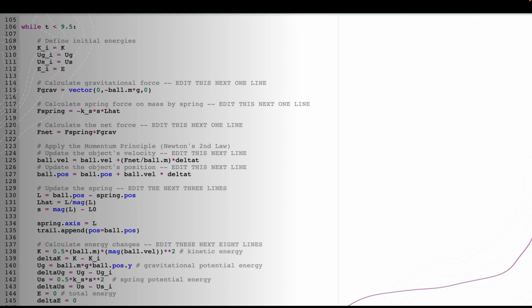L hat and s are calculated the same as I showed you earlier, and the kinetic energy was calculated using half m v squared, then delta K, which is kinetic energy minus initial kinetic energy, and gravitational potential energy, which was m g times ball.pos in the y direction, and then delta gravitational potential energy was just gravitational potential energy minus initial gravitational potential energy, and then spring potential energy is just half ks s squared, and delta spring potential energy was just spring potential energy minus initial spring potential energy, and the total energy is just 0.